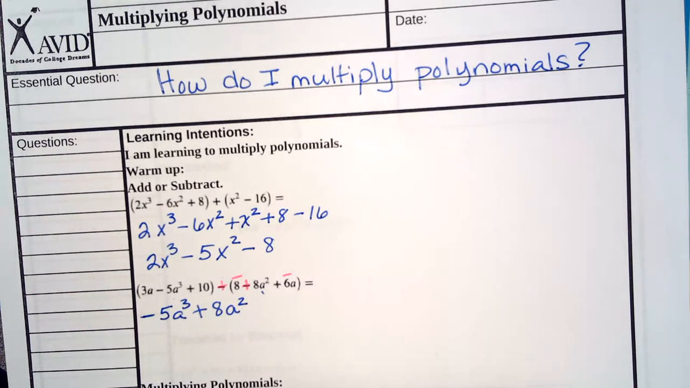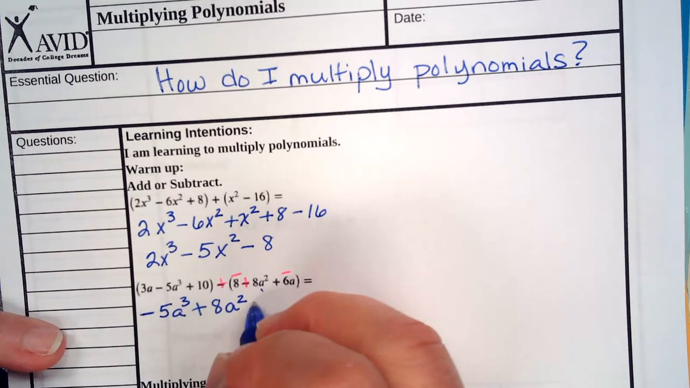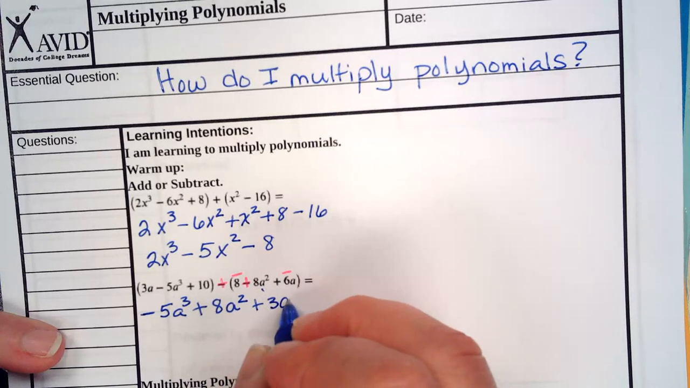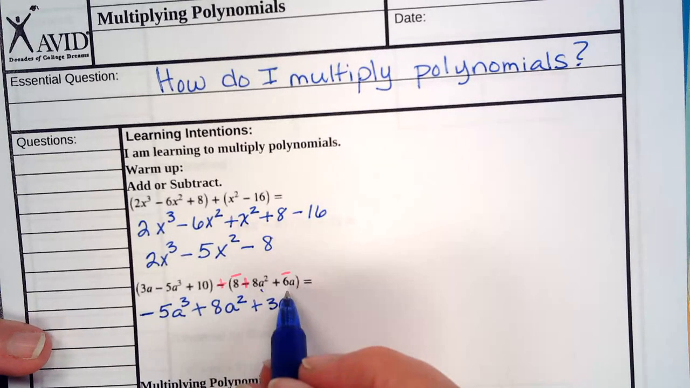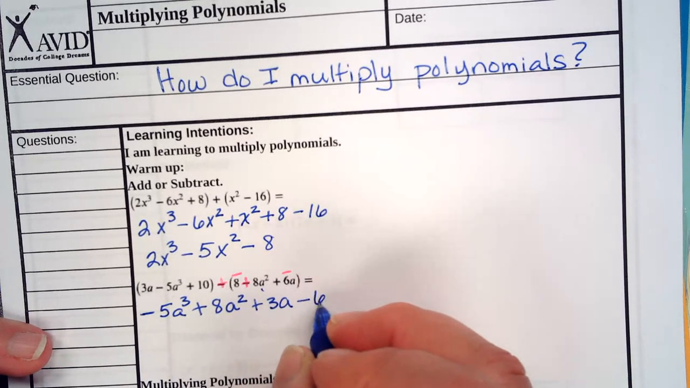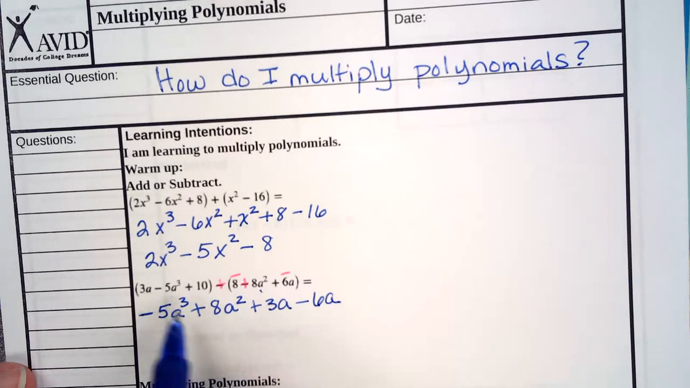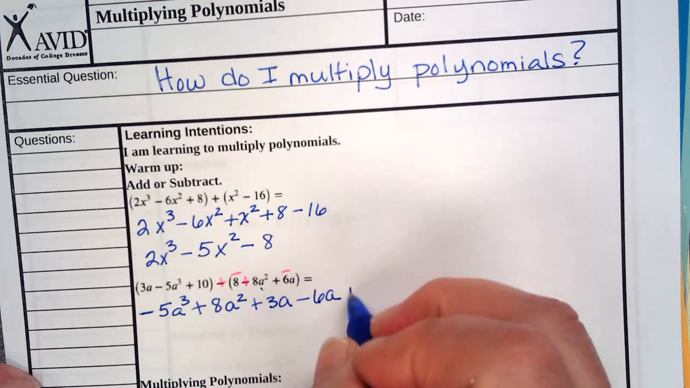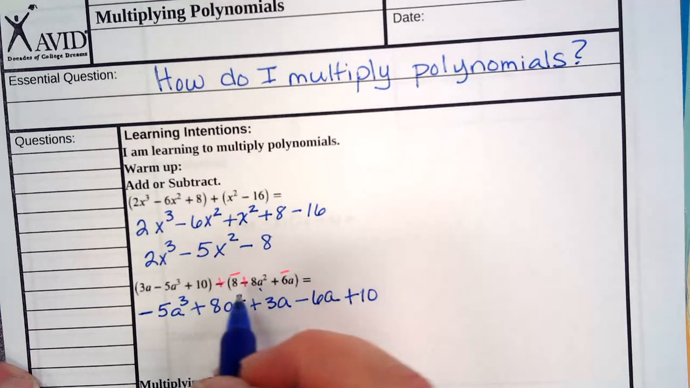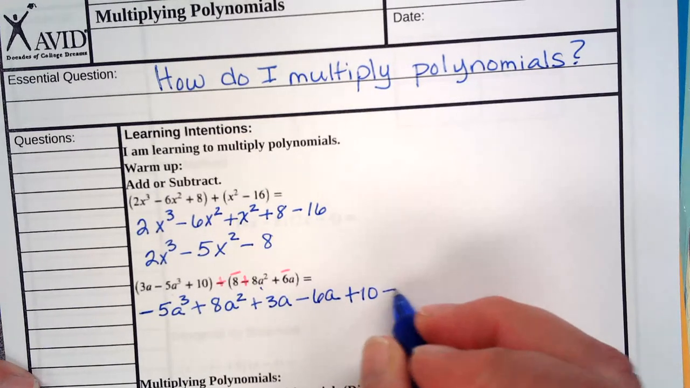Let's go to a. Plus 3a. I keep going, it's minus 6a. Add my numbers. Plus 10. Minus 8.